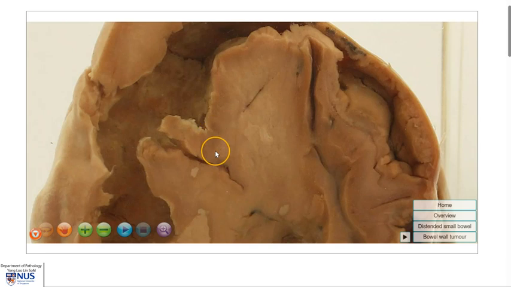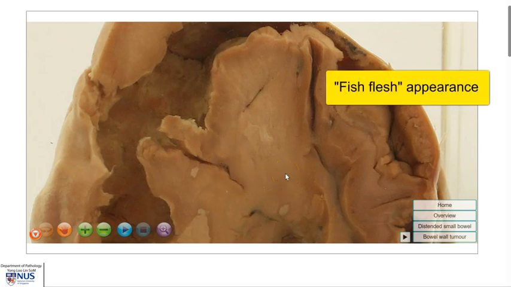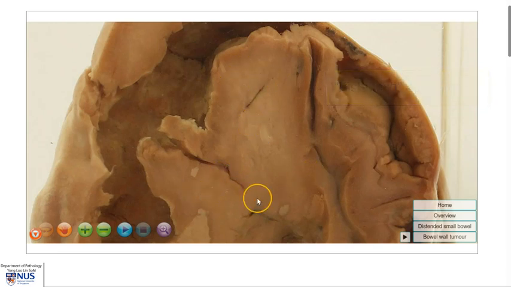And this is often described as similar to a fish flesh appearance grossly. So we have this very pale, relatively smooth looking cut surface, but there are also these paler areas here and here, as well as here and here, and these paler areas represent areas of necrosis of the tumor cells.